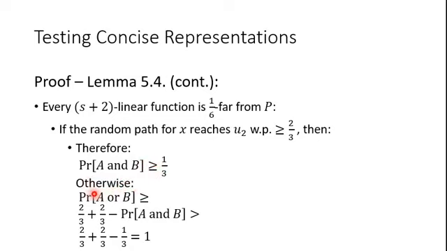Otherwise, if that's not the case, then from the previous slide, we have that the probability of A or B is larger or equal to 2/3 plus 2/3 minus 1/3, because in the otherwise case, the probability of A and B together is less than 1/3. And so this cannot be, of course, because the probability of A or B happening cannot be larger than 1. It would not be a probability.